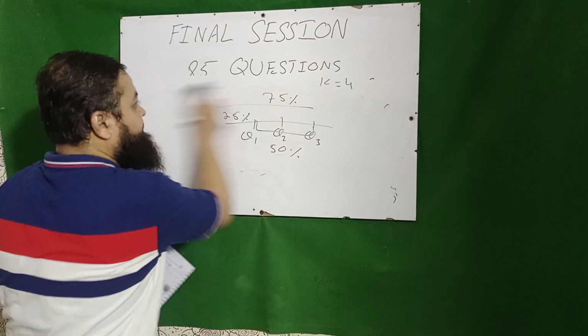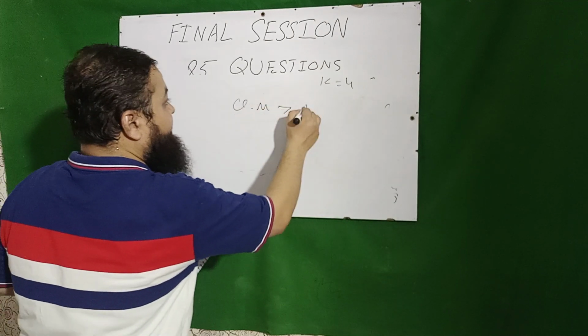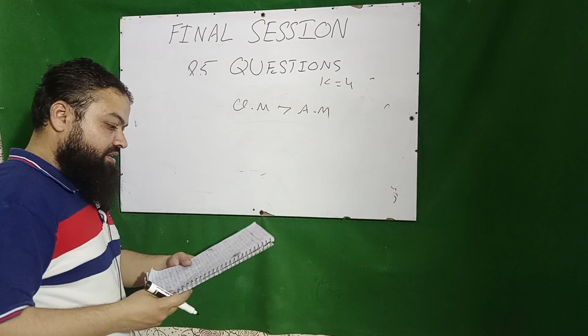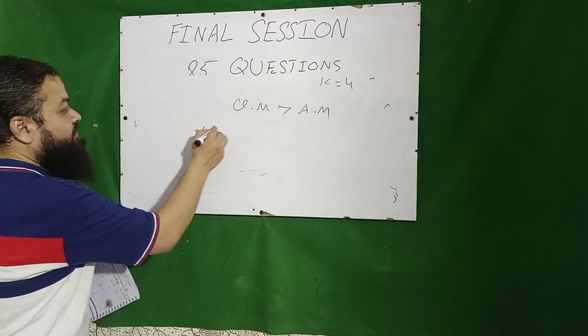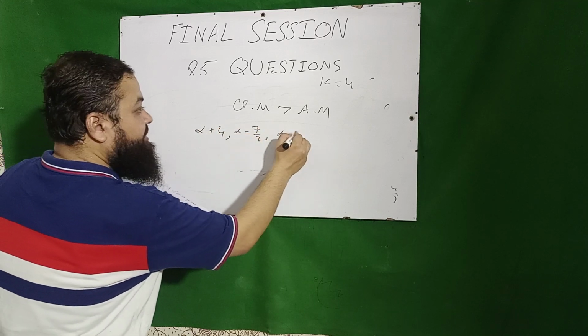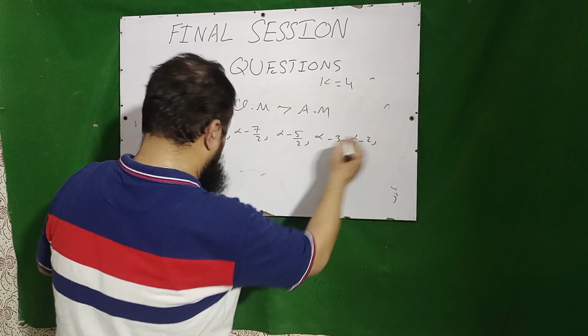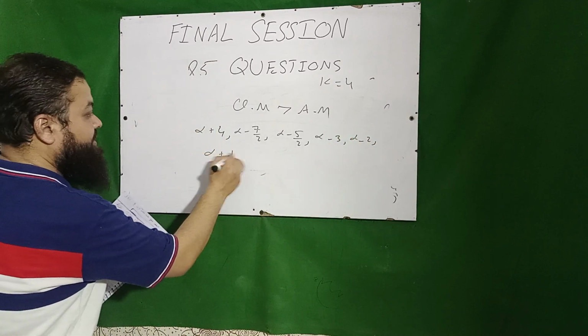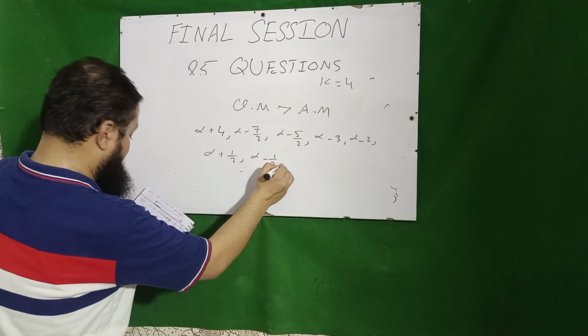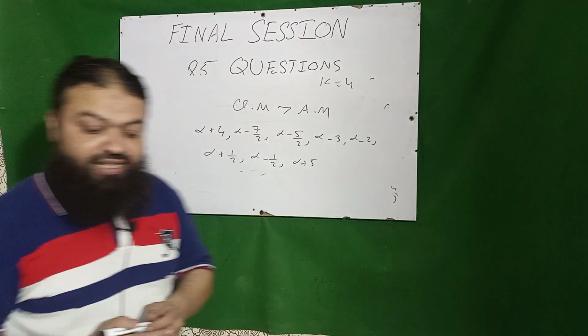Next question is, quadratic mean is always greater than arithmetic mean. Next question is very important: alpha plus 4, alpha minus 7 by 2, alpha minus 5 by 2, alpha minus 3, alpha minus 2, alpha plus 1 over 2, alpha minus 1 over 2, alpha plus 5. Some values are given and you are to calculate median.